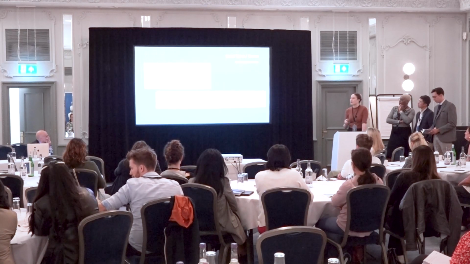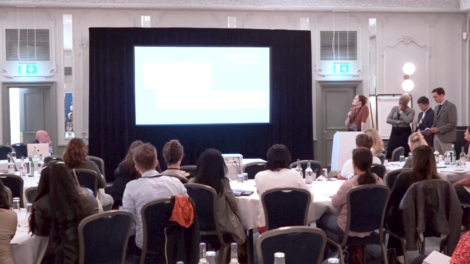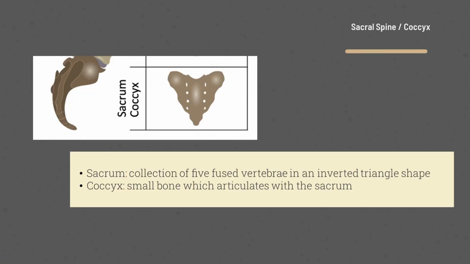Finally, we have the end of the spinal column. We have the sacral spine and the coccyx. The sacrum is this collection of 5 fused vertebrae in an inverted triangle shape, which articulates with the coccyx, that small bone, which is also called the tailbone. And that's the one that some researchers will argue is evidence of evolution, evidence that we used to have a tail.